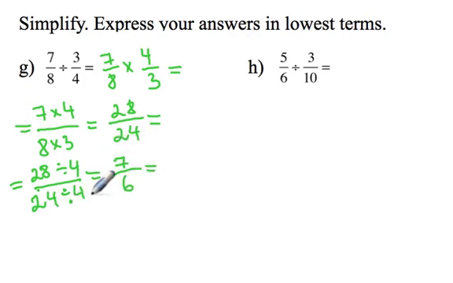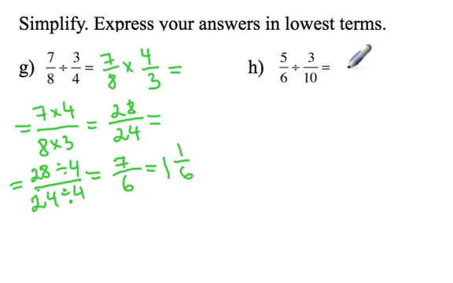Now we have an improper fraction that we can turn into a mixed number. So how many times 6 fully fits into 7, and what is left over? Well, that's 1 and 1/6. So 7/6 is the same as 1 and 1/6.